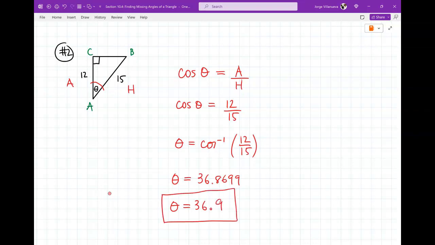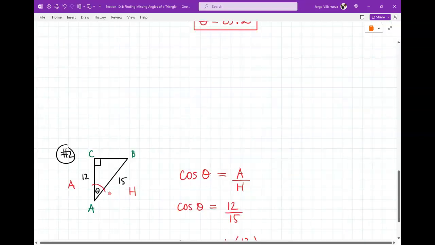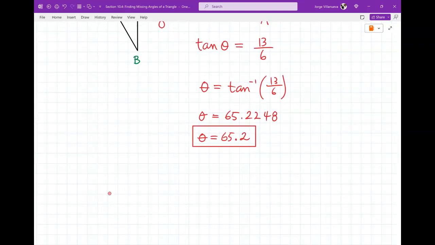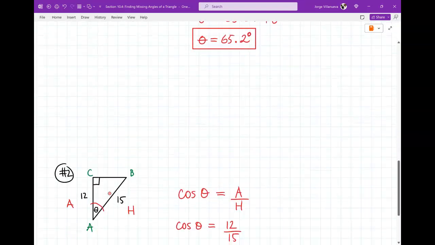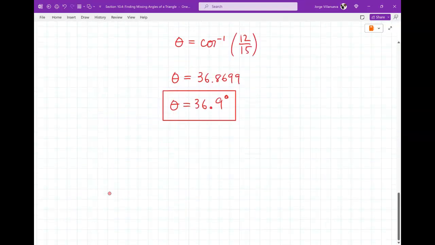Oh, by the way, I just realized I forgot to put something in the other answer. These are angles, right? So they're degrees. You're going to put a little degree symbol on it. Okay? 36.9 degrees. I forgot to put that on number 1. So I'm going to go back and put a little degree symbol on it. So 65.2 degrees. Okay? Just that little circle on the top corner of the number. That's your degree measure. So 65.2 degrees, 36.9 degrees.